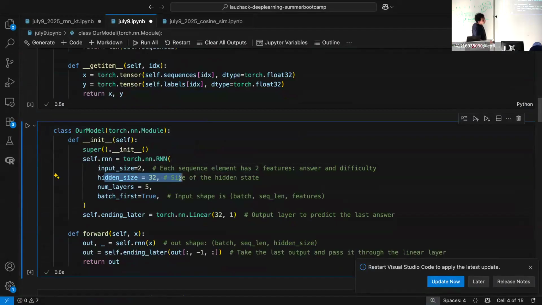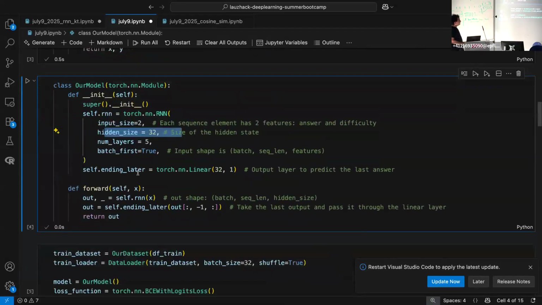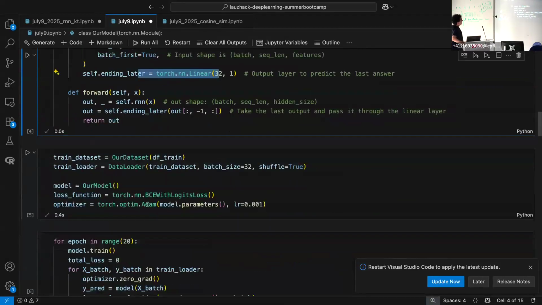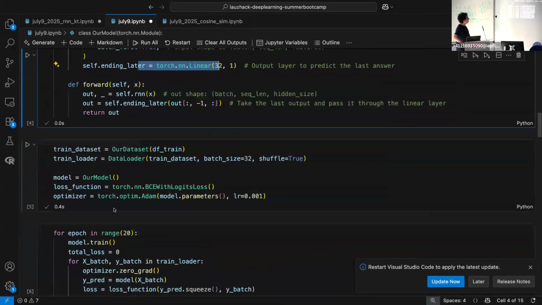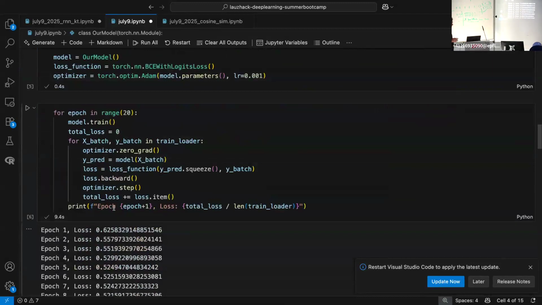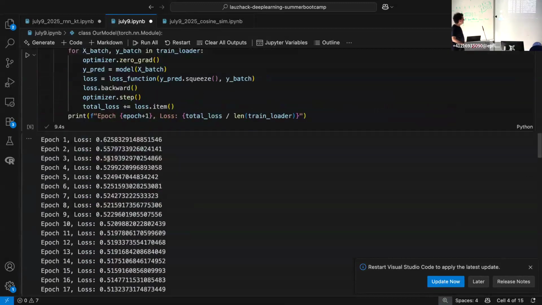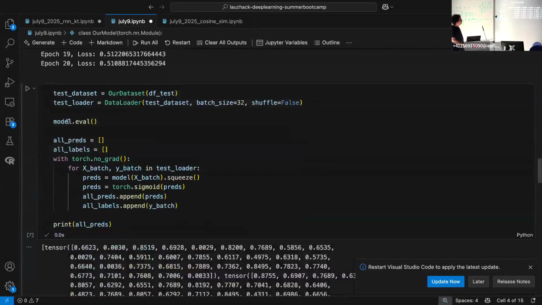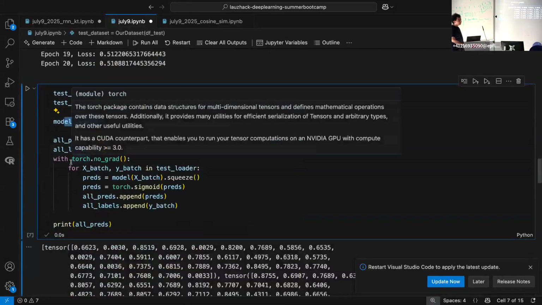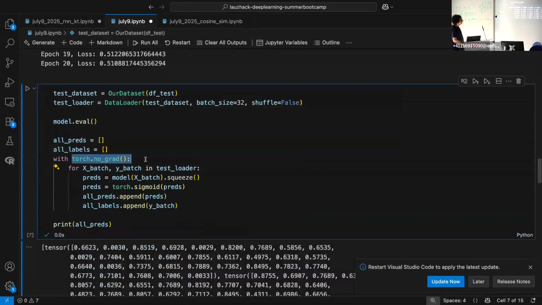Hidden size 32, whatever number you want to set. We put a number of layers, which is the hyperparameter. We should ensure that we convert this hidden layer of 32 to only one value, because we need one value in the end. We define the data loader, we define the optimizer, then we run it for 20 epochs. And we see that the loss is decreasing. Then we do model.eval and torch.no_grad. Thanks to what Peter said, both of them are necessary.